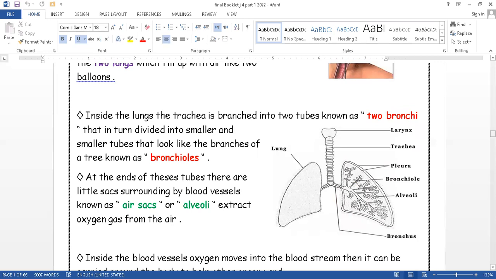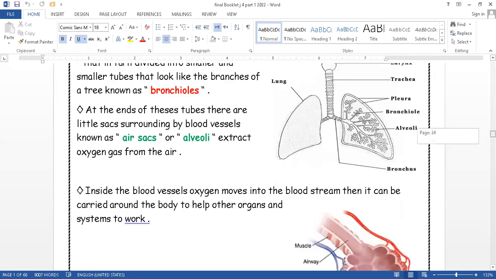After that, each bronchus is divided into smaller tubes, and each tube is called a bronchiole. At the end of each bronchiole, we will find something called sacs or alveoli. This part, the sacs or alveoli, is responsible for exchanging the gases.